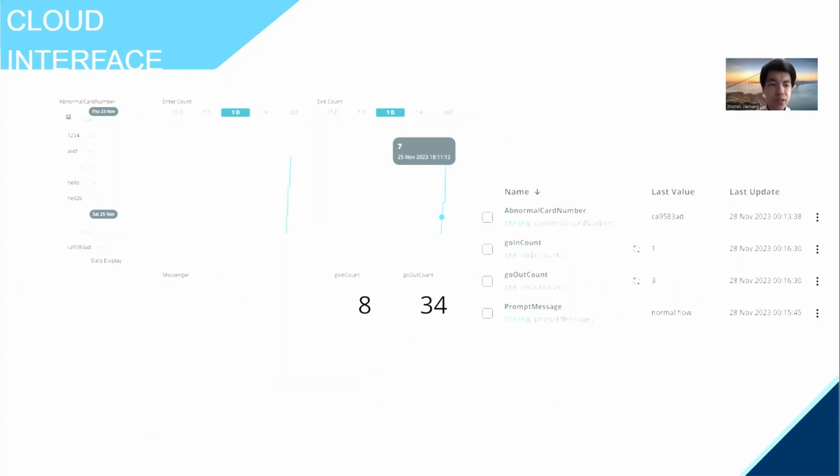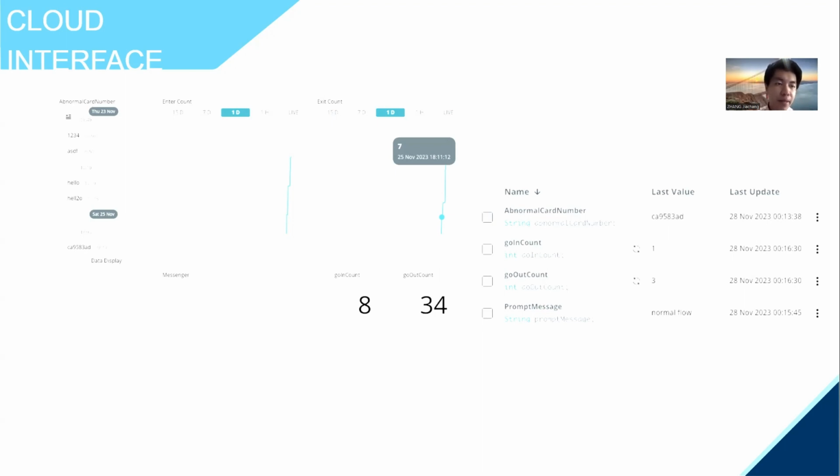Okay, so this is the cloud interface that we built, on the left, and on the right are the data fields. There are 4 data fields: one to record our abnormal card number, one to count the people going in, one to count the people going out, and a prompt message that we will show later. It is an intermediate value calculated by the data analysis.